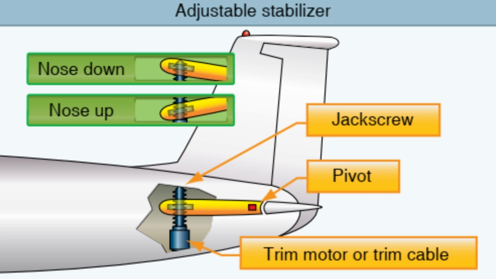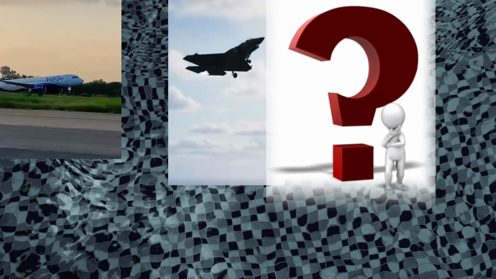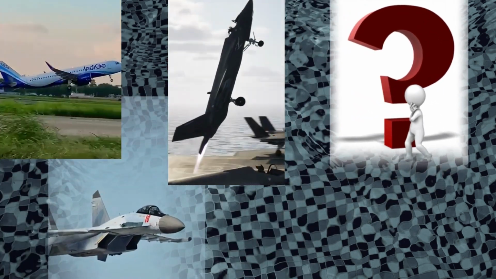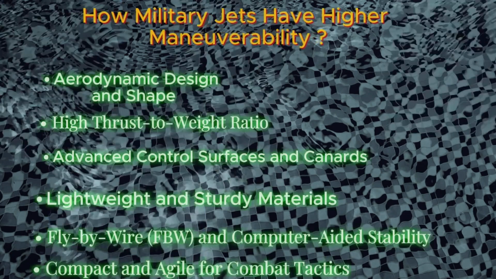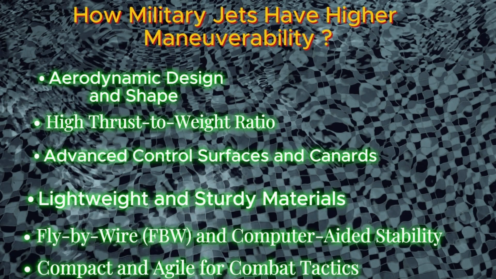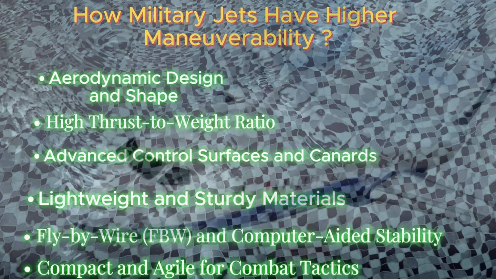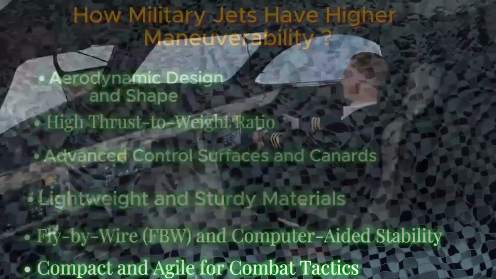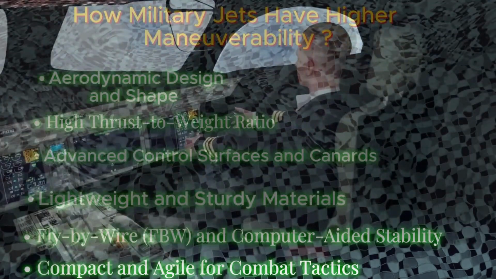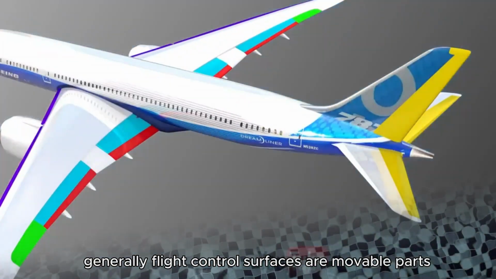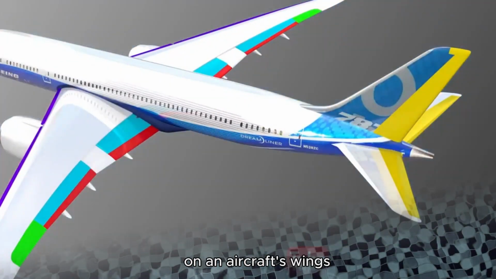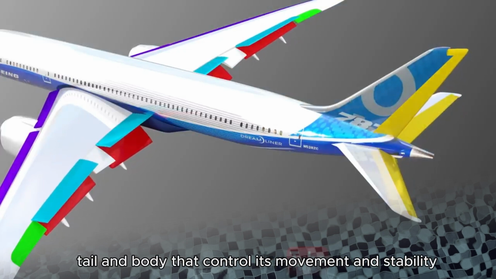Followers, do you know how military jets have significantly higher maneuverability than commercial airplanes? This is possible due to aerodynamic design and shape, high thrust-to-weight ratio, advanced control surfaces and canards, lightweight and sturdy materials, fly-by-wire, FBW, and computer-aided stability, and compact and agile design for combat tactics. Generally, flight control surfaces are movable parts on an aircraft's wings, tail, and body that control its movement and stability.